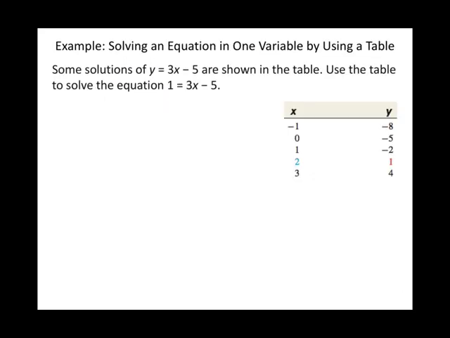Okay, last example. Solving an equation in one variable by using a table. Some solutions of y equal to 3x minus 5 are shown in the table. Use the table to solve the equation 1 equal to 3x minus 5. So I want to solve this equation. So what are you going to do? You're going to separate into two equations. This guy will be y equal to 1. This one will be y equal to 3x minus 5.